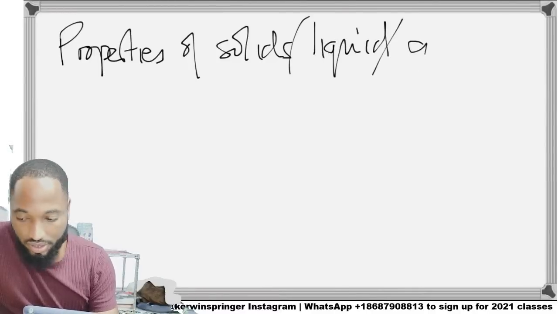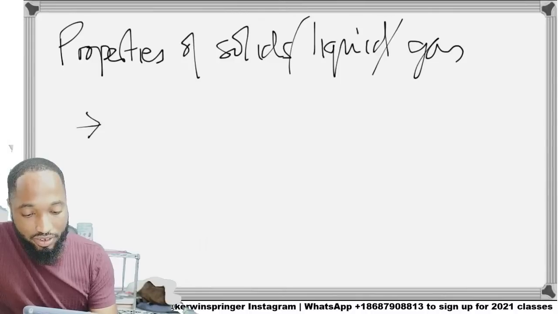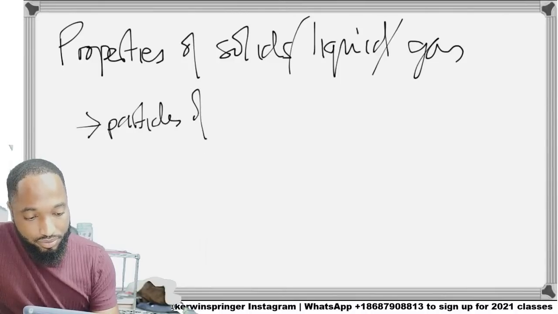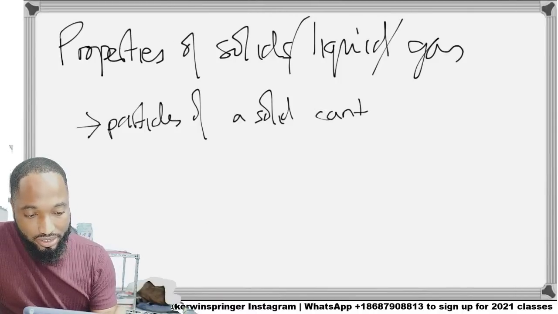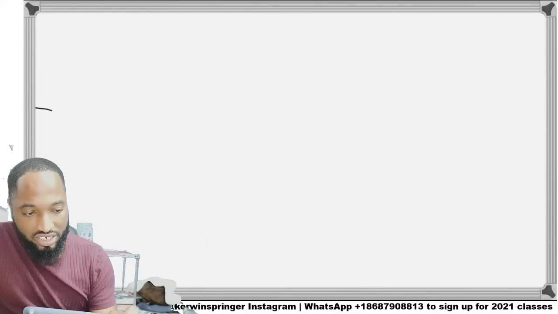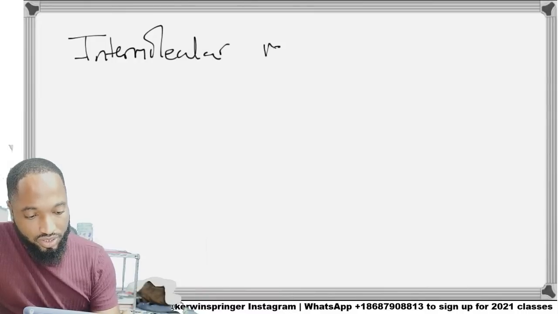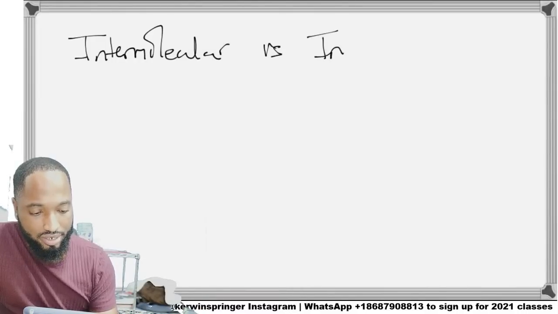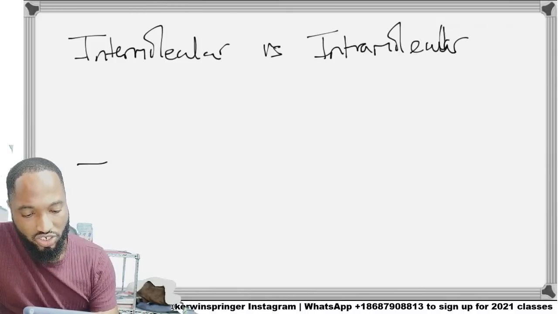Particularly, why can't the particles of a solid move freely? I'm giving you each topic and the most common trope for CSEC. You need to understand the difference between intermolecular forces versus other forces like intramolecular.